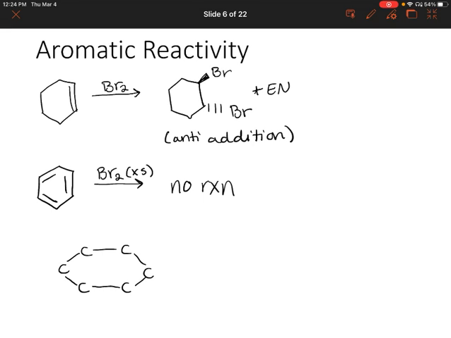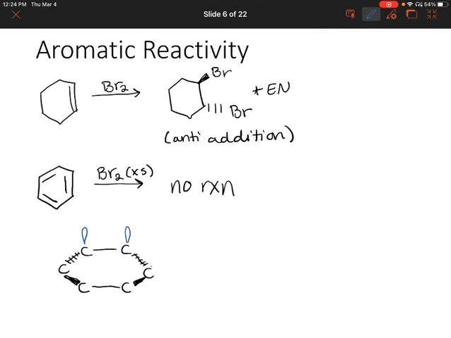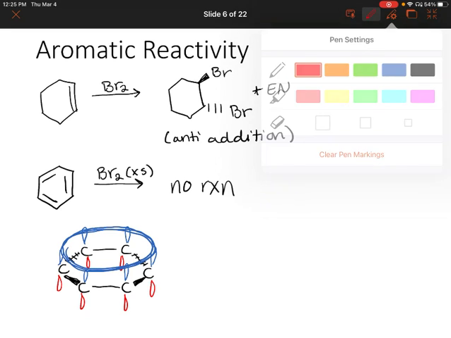So maybe I'll add some wedges up front so it's coming out towards us, some dashes in the back so that's going away from us. But each carbon in the benzene ring is sp2 hybridized. So that means there's an extra p orbital on each carbon. And I'll draw the blue and red lobes here so we can show that they're all aligned with each other. And again, the pi electrons are not sitting stagnant between two carbons. They're actually moving around the molecule. So we have delocalization above and below.